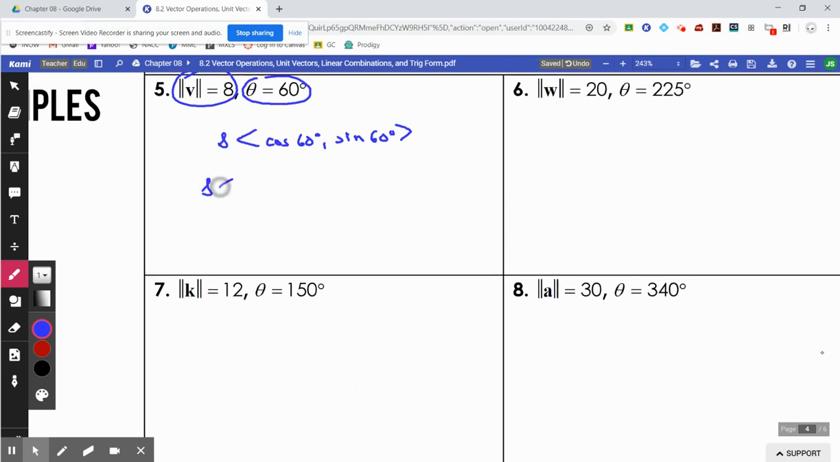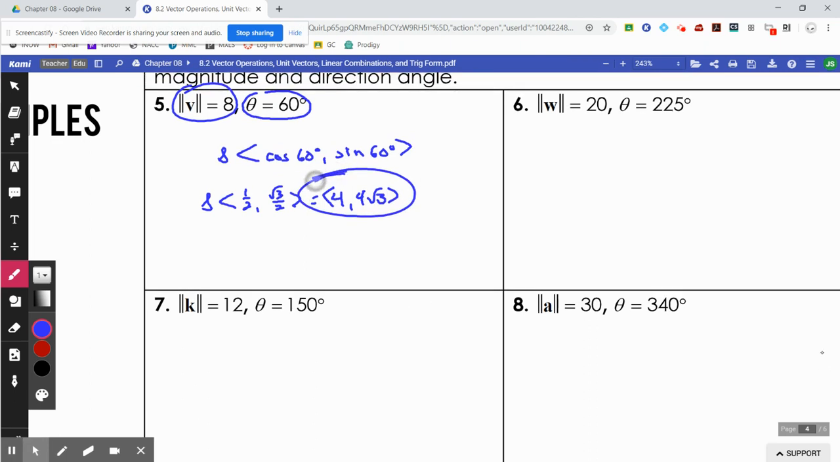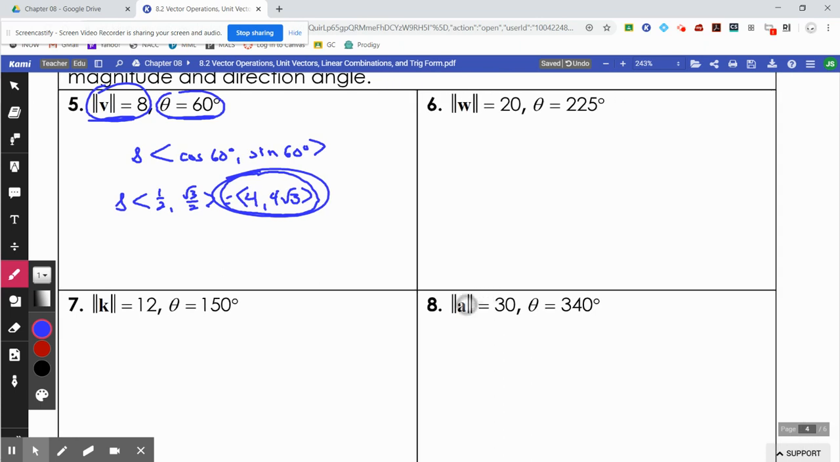That'd be 8 times, the cosine of 60 is equal to a half, the sine of 60 is root 3 over 2. Distribute that out, and you get 4, comma, I believe that'd be 4 root 3. And that would be your new vector. So again, what we just did, this vector should have a magnitude of 8 and a direction of 60 degrees.